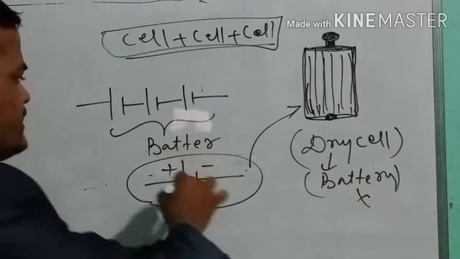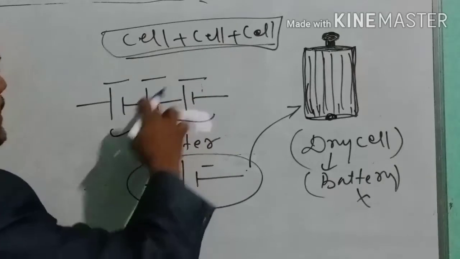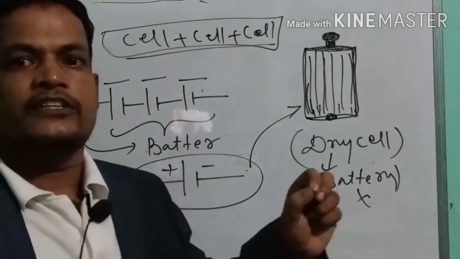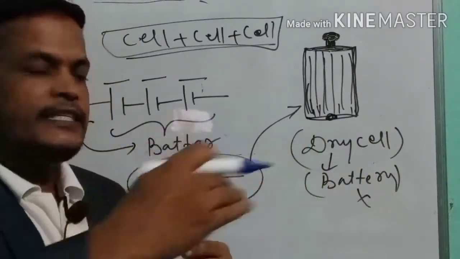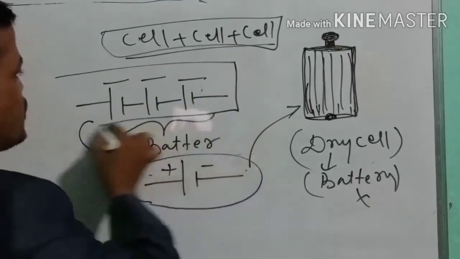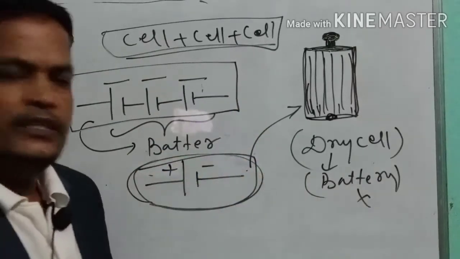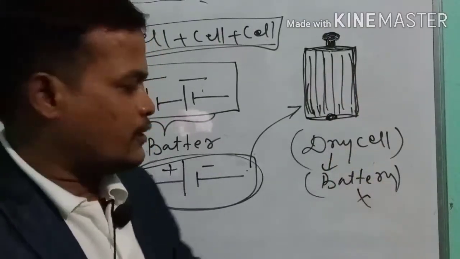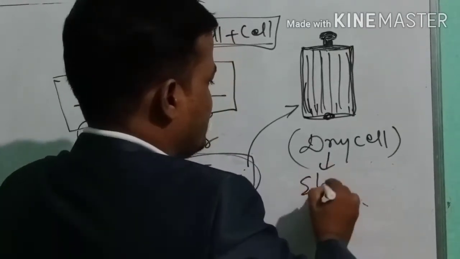Is it right? When a number of these cells are connected, you see here, it is one cell, it is another cell, it is another cell. Here three cells are connected, so this is called a battery. Battery is nothing but when the cells are connected end to end in a series, then this arrangement is called a battery. But this arrangement is called a cell. So this is not a battery, this is a cell. This is a dry cell or electric cell, but not a battery.